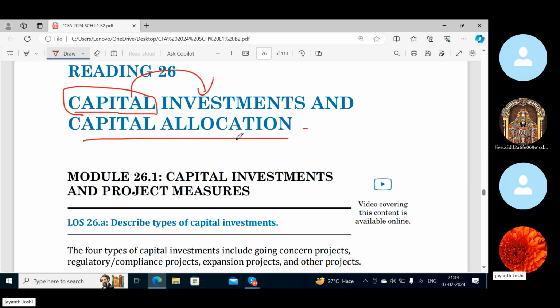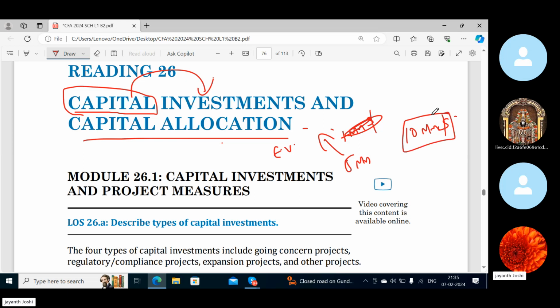And then capital allocation. What is allocation? Let's say you have $10 million. I'm allocating $5 million for EV vehicle manufacturing out of this $10 million. This is called allocation. That means setting aside money for a particular or specific purpose, and putting that money into that specific activity is capital allocation.